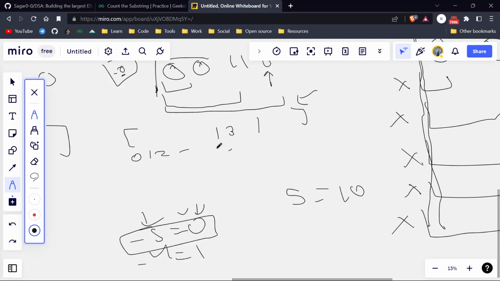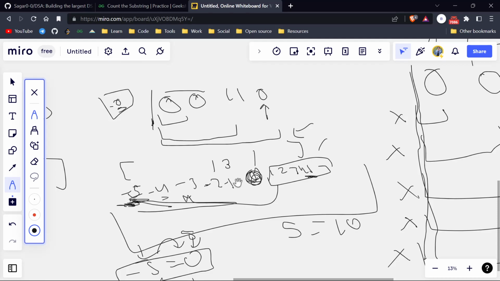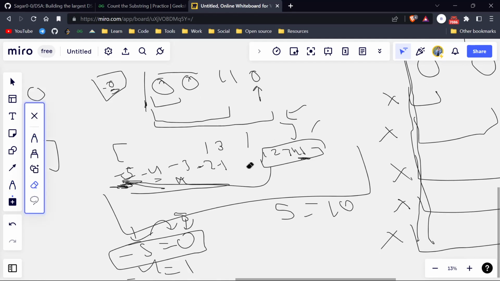Let me check it again. Here it is minus 2. And 0 here means that we have an equal number of zeros and ones, so it will be considered as our n. So 5 will be here. And let me just clear it.